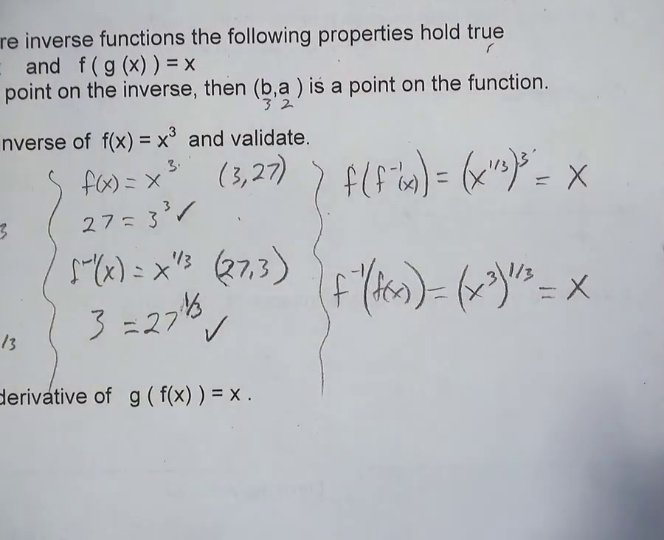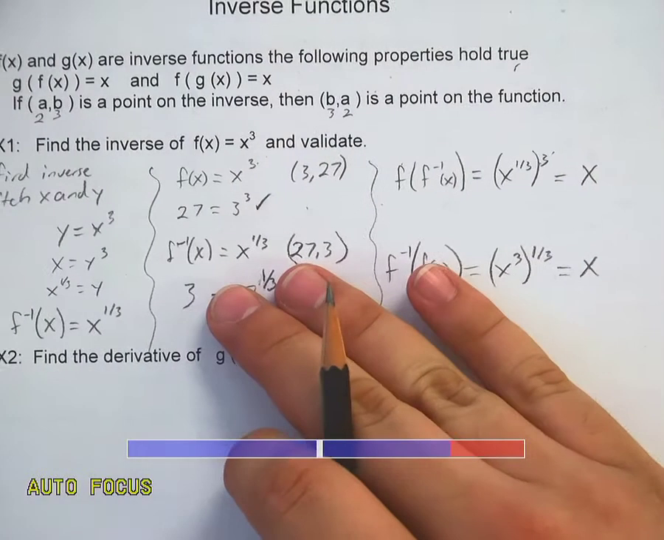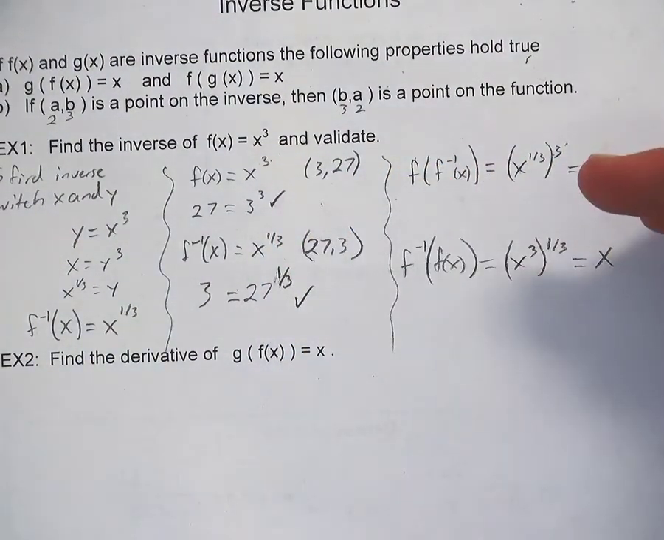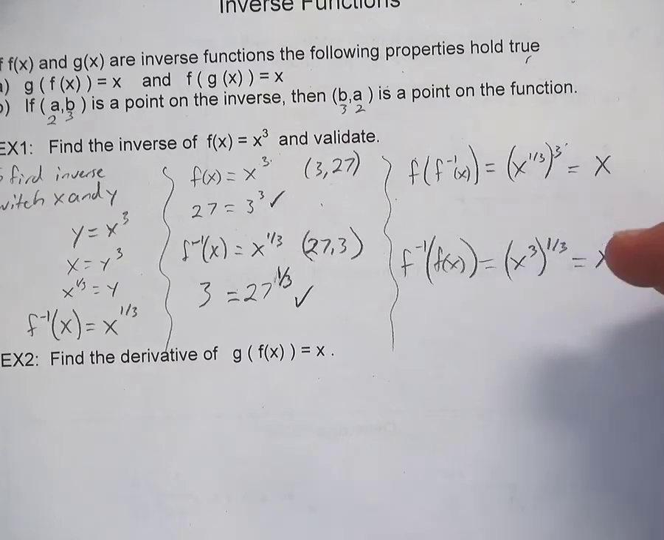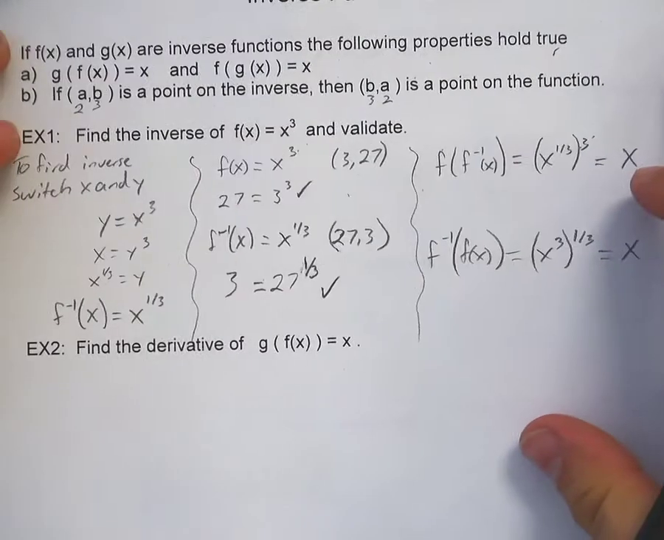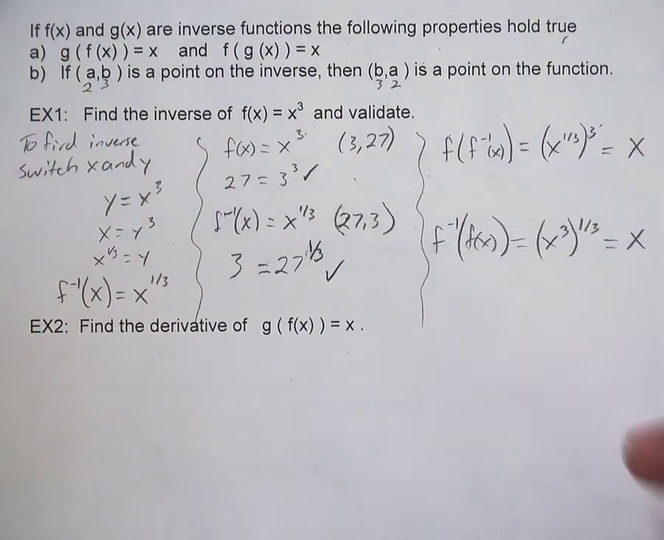So again, you can validate by a point. If you switch the x and y, then you should have the same point. Or you can validate by plugging in the inverse into the original and seeing if you cancel out to x, and vice versa. And that's pretty much everything you've ever learned about an inverse up until now.